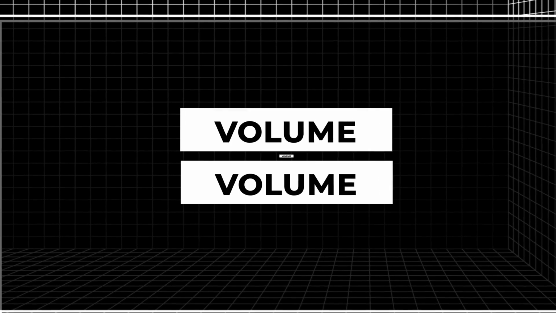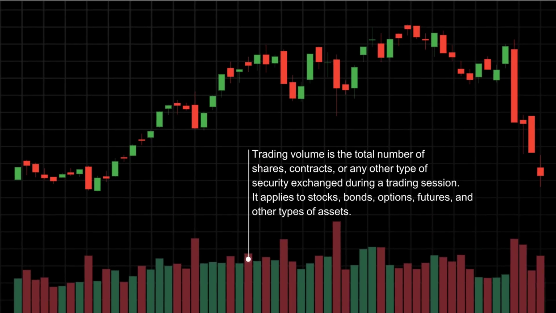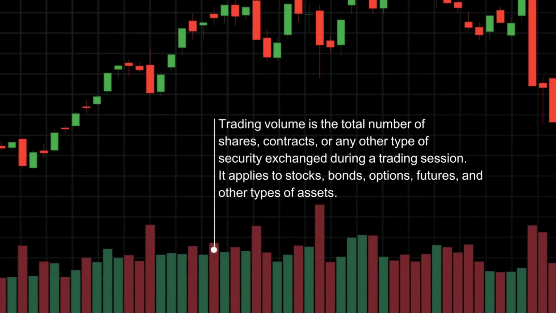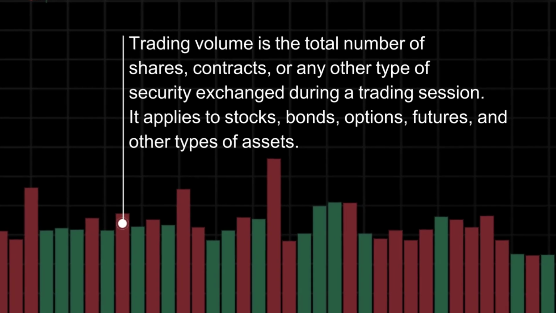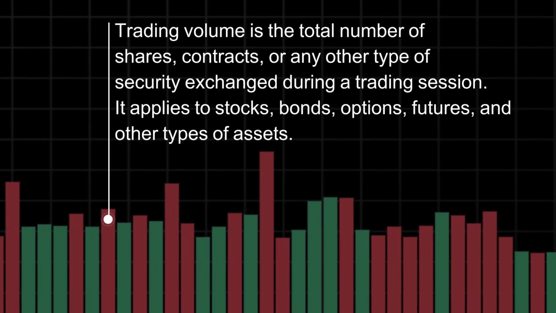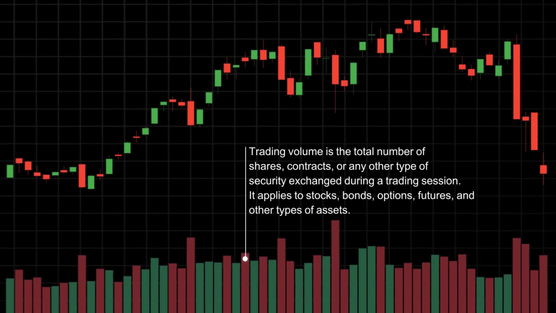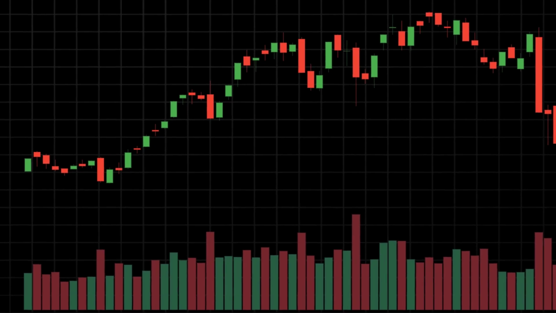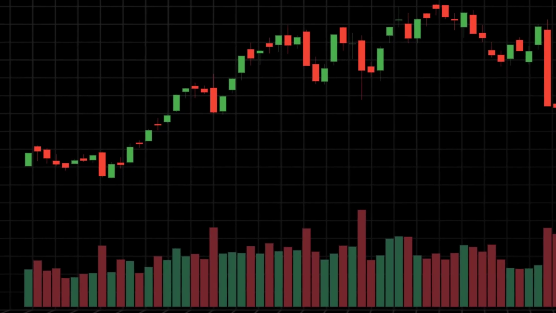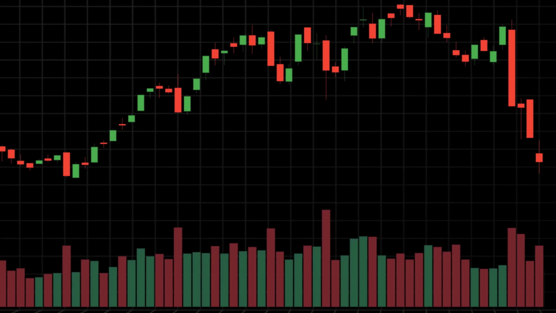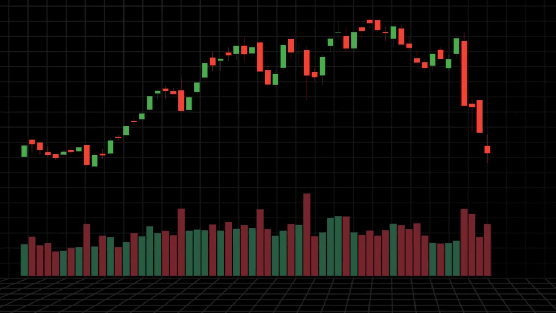So, what is trading volume? Trading volume is the total number of shares, contracts, or any other type of security exchanged during a trading session. It applies to stocks, bonds, options, futures, and other types of assets. Volume is a key indicator of market activity. It shows how many trades were made and how much interest investors have in that asset.